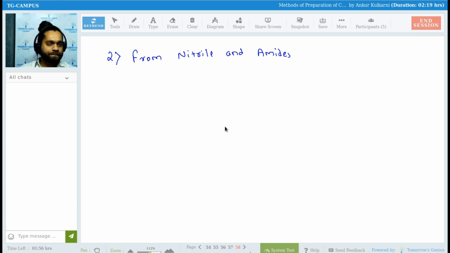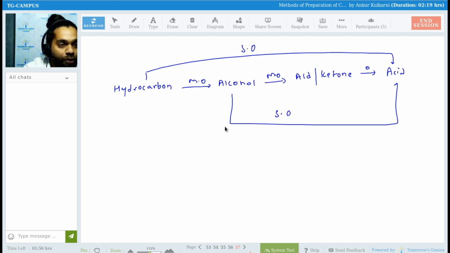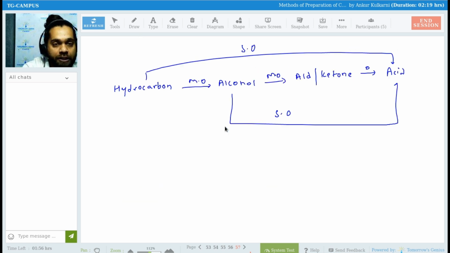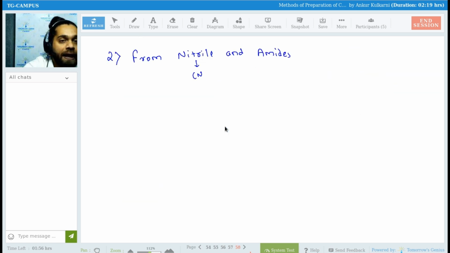Nitrile is nothing but C triple bond N. Your CN is your nitrile, cyano or nitrile. So whenever you have a nitrile, look over here. Suppose I have a nitrile. What are we doing? We are doing the preparation of carboxylic acid.